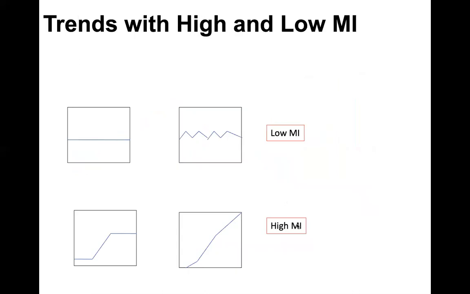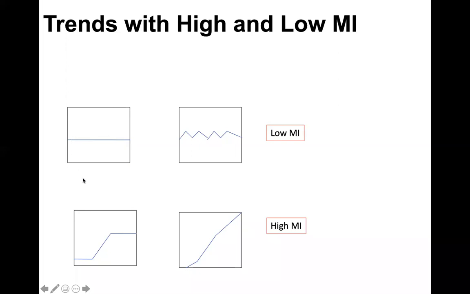So just to give you a little bit more intuition, you can see that certain kinds of trends would have low mutual information. This has low mutual information because, to begin with, the y doesn't have much entropy. It's always taking on the same value.